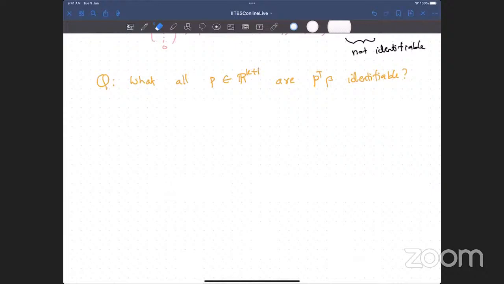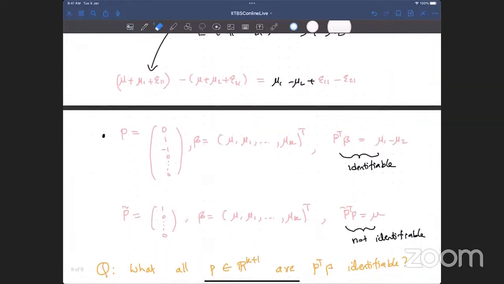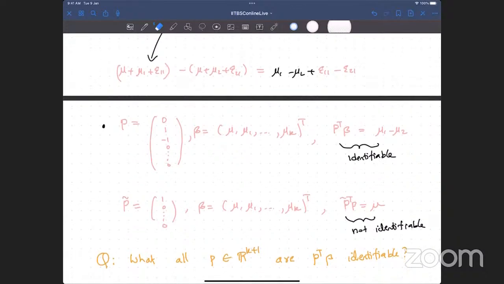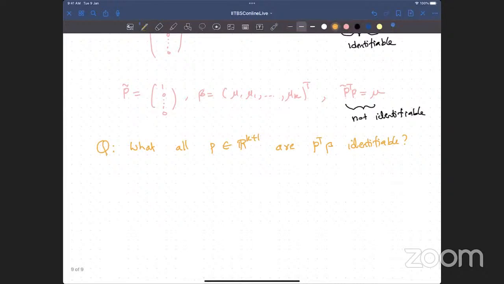Before proceeding, are we using estimable and identifiable interchangeably here? Yes, as of now we can do that. So now I will define what I mean by estimable.